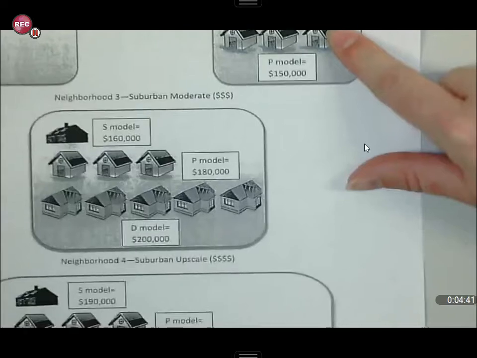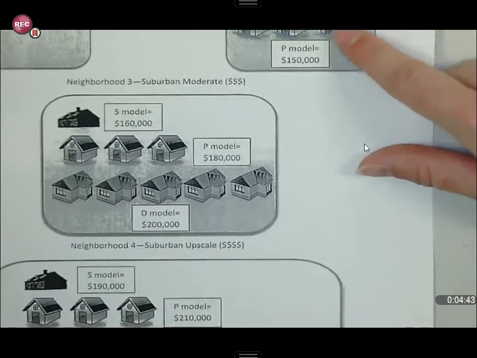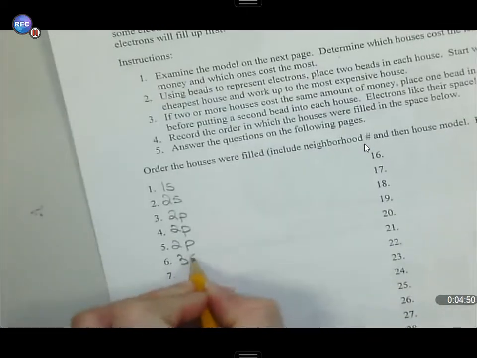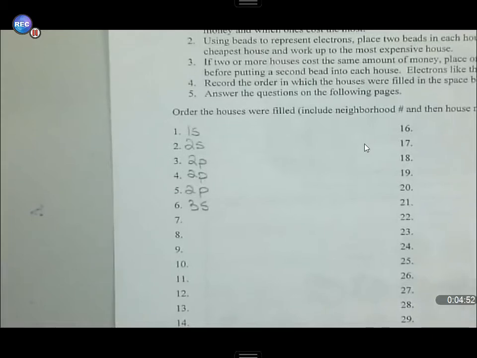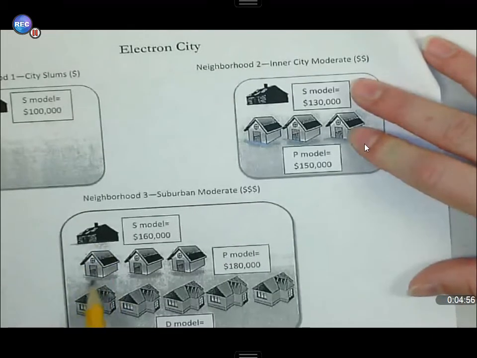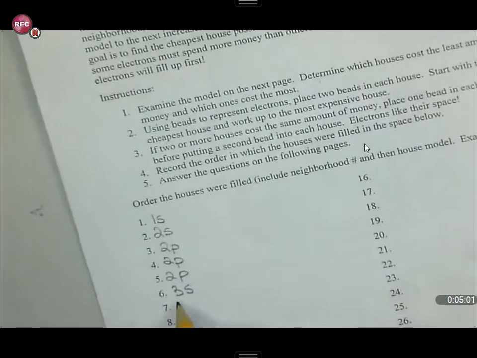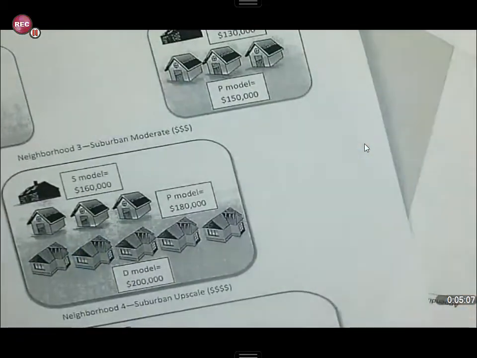We've used all of them. So where are we going to move now? Neighborhood 3. And what's the first model? S. Okay, so it's going to be 3S. After the 3S is full, we're going to go to the 3P. We're on the first one. And then what? 3P, and then 3P, because there's two of them. 3P, 3P.